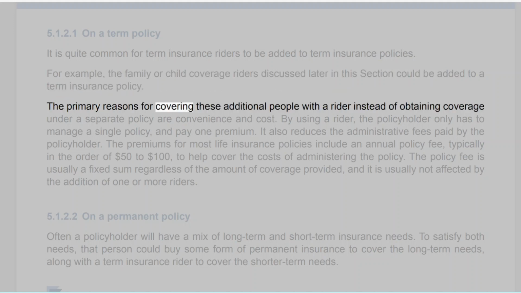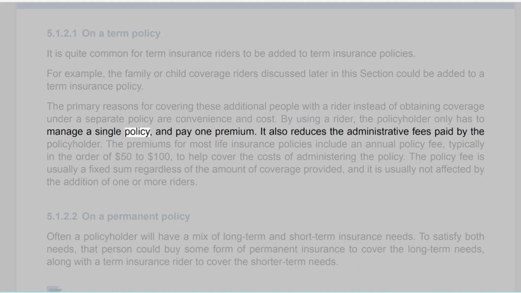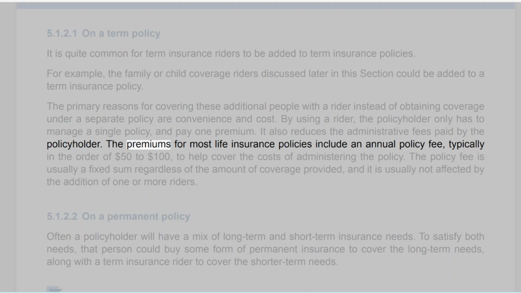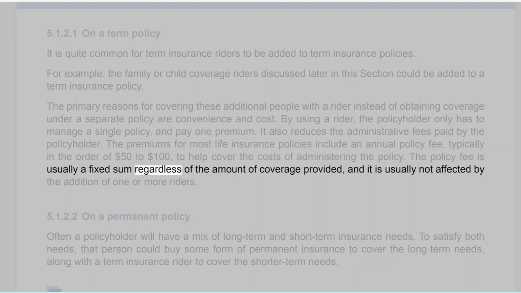The primary reasons for covering these additional people with a rider instead of obtaining coverage under a separate policy are convenience and cost. By using a rider, the policyholder only has to manage a single policy and pay one premium. It also reduces the administrative fees paid by the policyholder. The premiums for most life insurance policies include an annual policy fee, typically in the order of $50 to $100, to help cover the costs of administering the policy. The policy fee is usually a fixed sum regardless of the amount of coverage provided, and it is usually not affected by the addition of one or more riders.